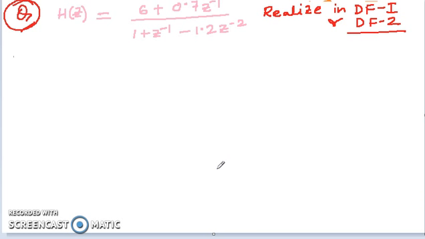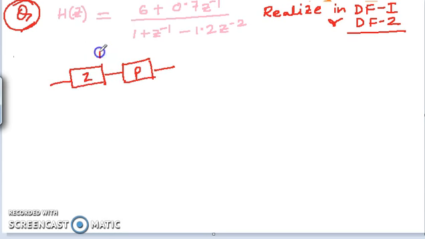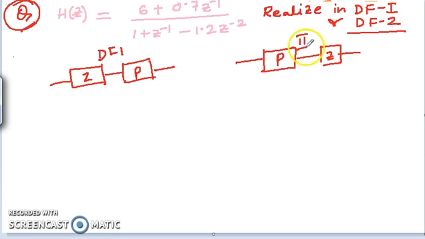If you take the lectures, if you observe what we have done in direct form 1, we actually devise the system in two forms. One, we have taken the poles and taken the zeros. In direct form 1 we have taken zeros first and then the poles. And in direct form 2, we have taken poles first and then the zeros. So this is direct form 2.